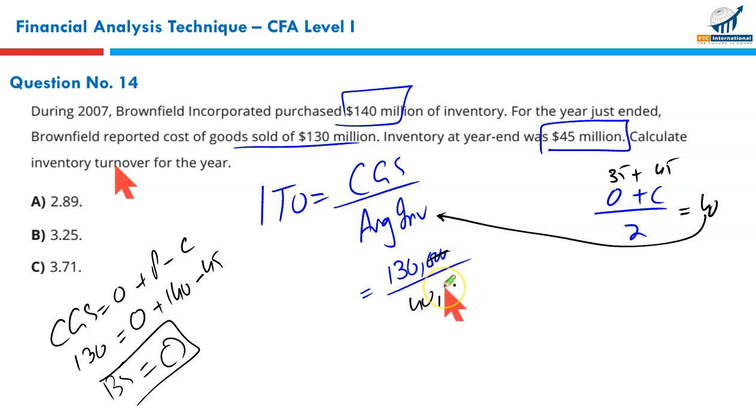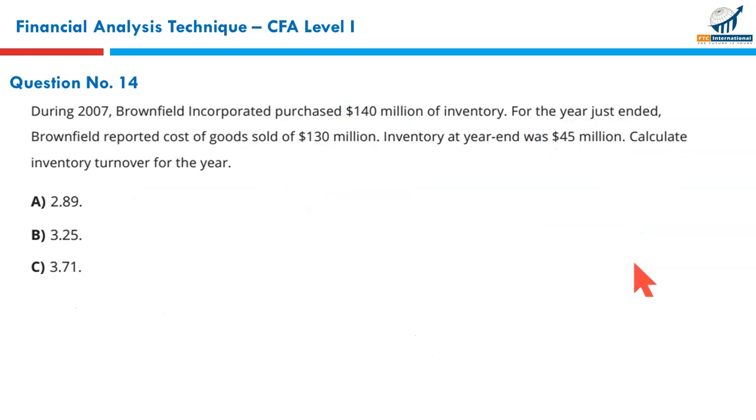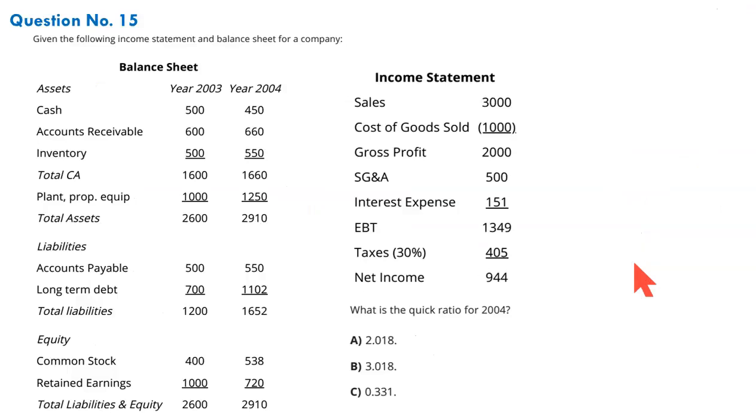So 130 million upon 40 should give you the final result. 130 million upon 40, that's 3.25. Your inventory turnover is 3.25, which means your inventory is replenished or repurchased or sold out 3.25 times in 1 year. If you need to convert it into days, the simple way is just 365 upon 3.25. It will give you the inventory turnover in days. So that makes B the correct option. B it is.